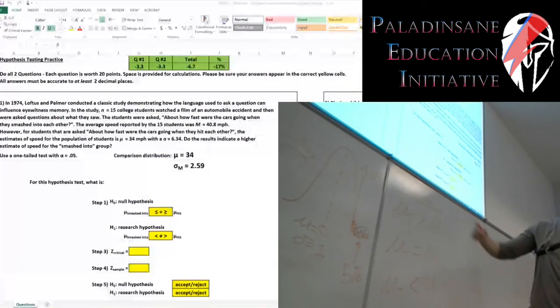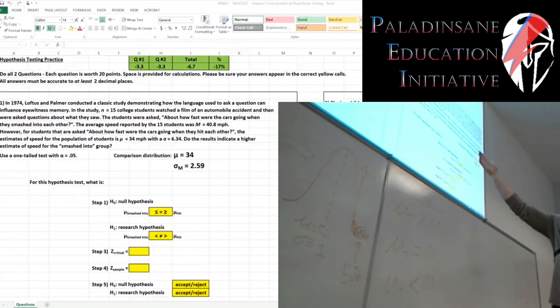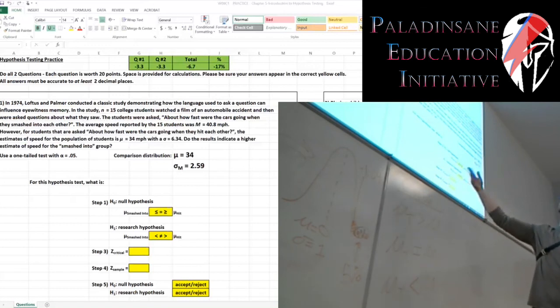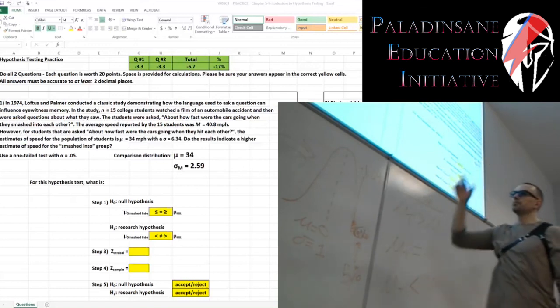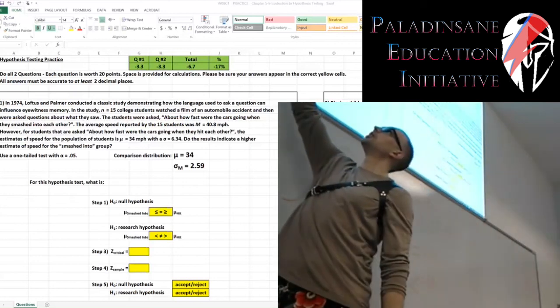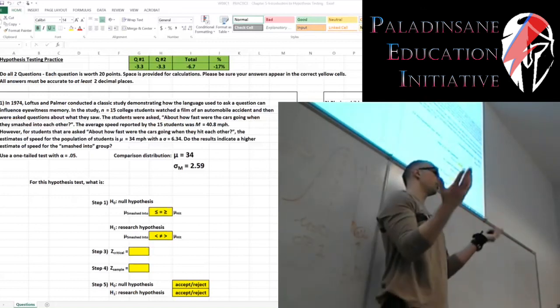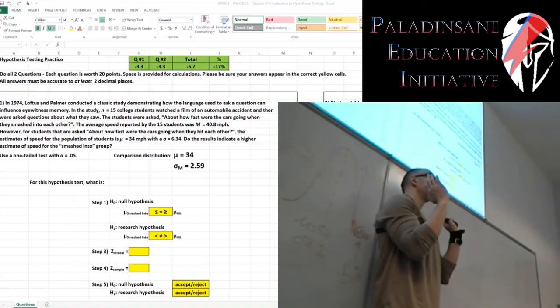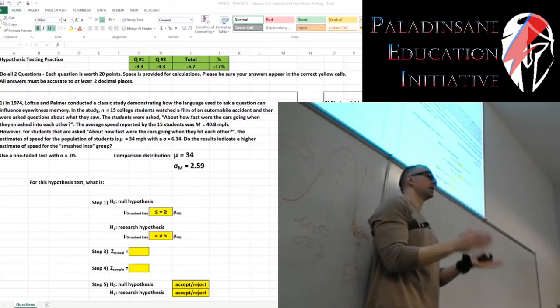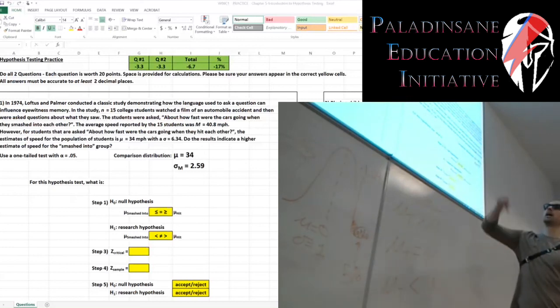All right, so you will get a description of your experiment. So in 1974, Loftus and Palmer conducted a classic study demonstrating how the language used to ask a question can influence eyewitness memory. In the study, 15 college students, and so on. It will go through that. It will tell you which test to do. In your homework, you're probably going to see situations where they ask which test you should do, and it's up to you to make a choice. In the exam, I will tell you, do a one-tailed, do a two-tailed. I just want to know, can you do a one-tailed or a two-tailed? And you will be given the alpha.